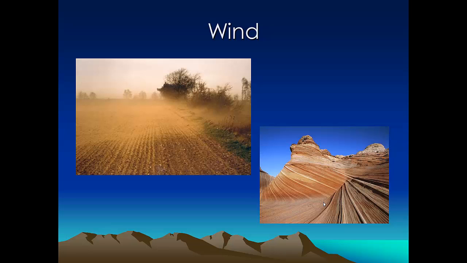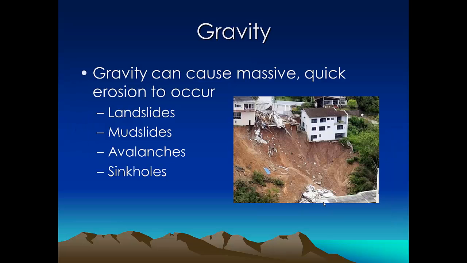Wind can also pound against a landform, as you see in the picture on the right, weather that rock, and then that rock slides down the slope of that landform, and it also erodes part of that landform. So we've talked about moving water, moving ice, wind, and now we're going to talk about the fourth agent of erosion, and that is gravity.